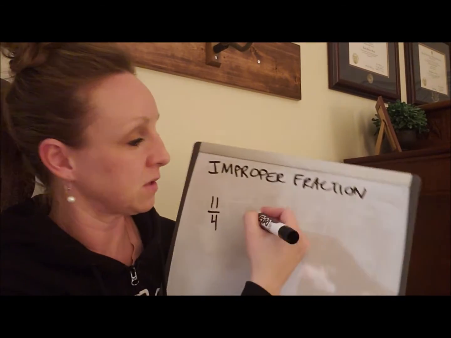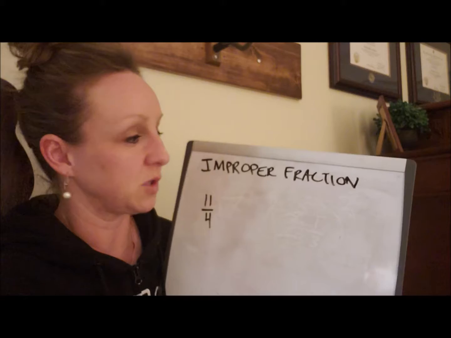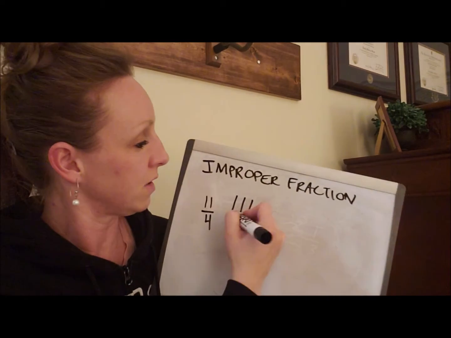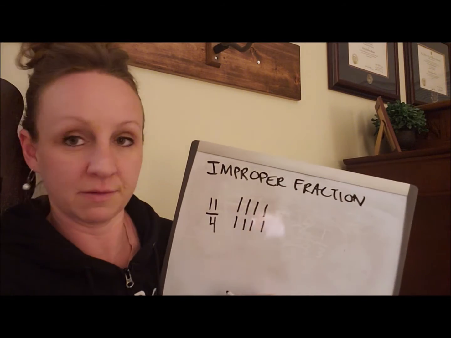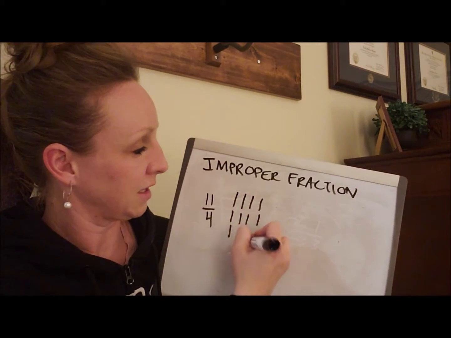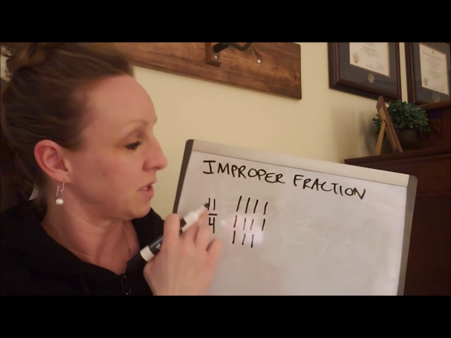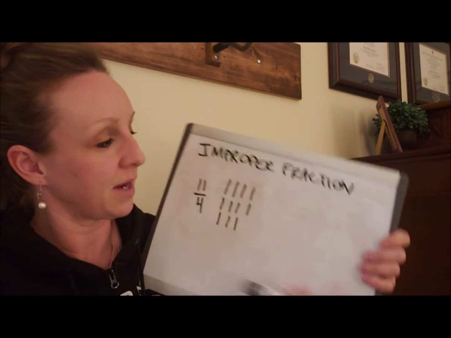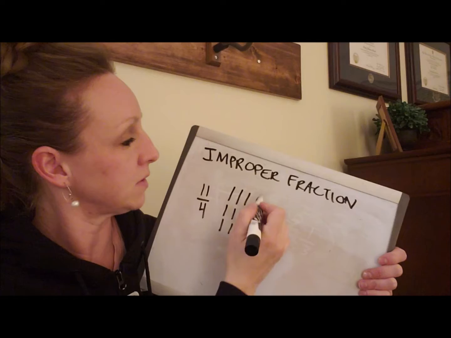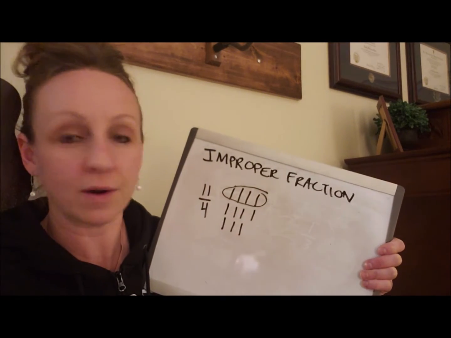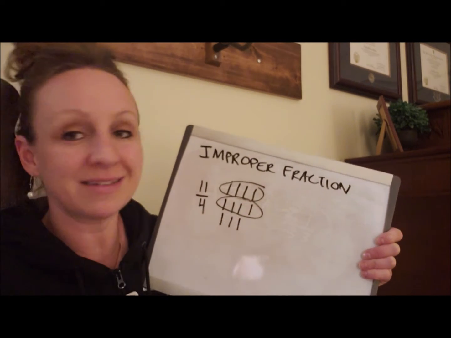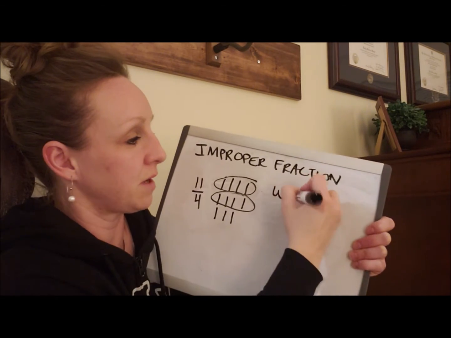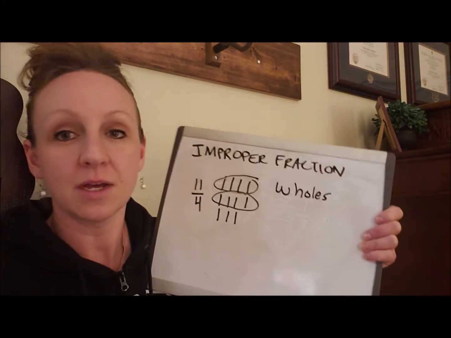This is where I love having everything super visual. Watch: 1, 2, 3, 4. There's four dashes so far. 5, 6, 7, 8. 9, 10, 11. All I did is count up to 11 with 4s. I can see that I have one complete group here, so I'm going to circle that. There's a complete set of 4, and another complete set of 4. So that is 2 wholes, 2 complete groups.